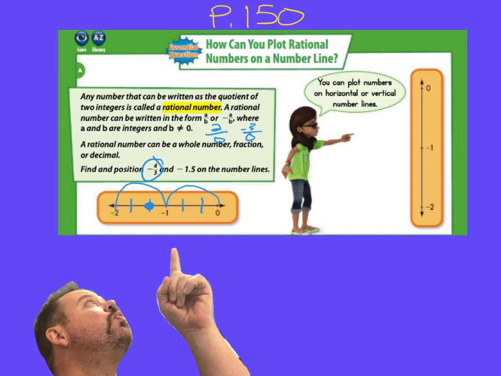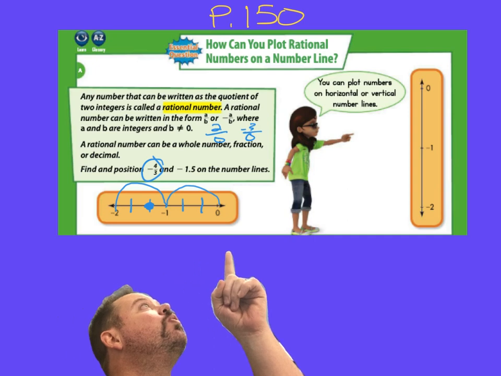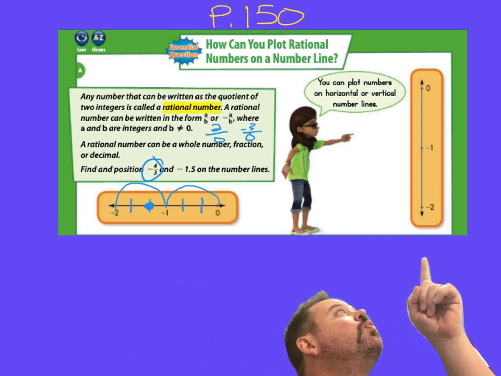So now let's do our second problem, which says let's do negative 1 and 5/10. So negative 1 and 5/10 is between negative 1 and negative 2. I know that 5/10 is a half, so I'm going to make a spot halfway between negative 1 and negative 2.